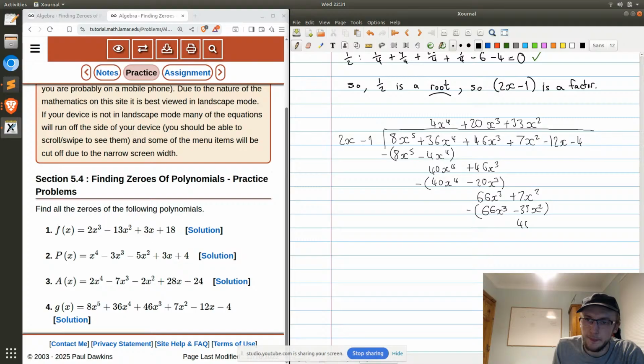And take it away. And bring it down. And divide it. And times it. And take it away. And divide it. And times it and bring it down, and that should divide fine.